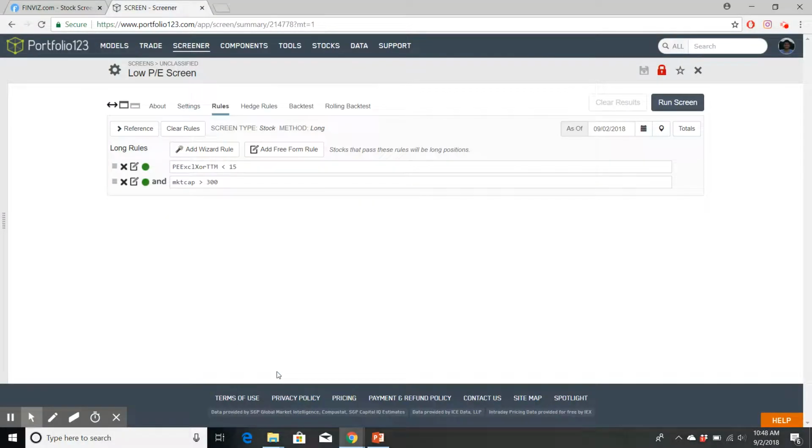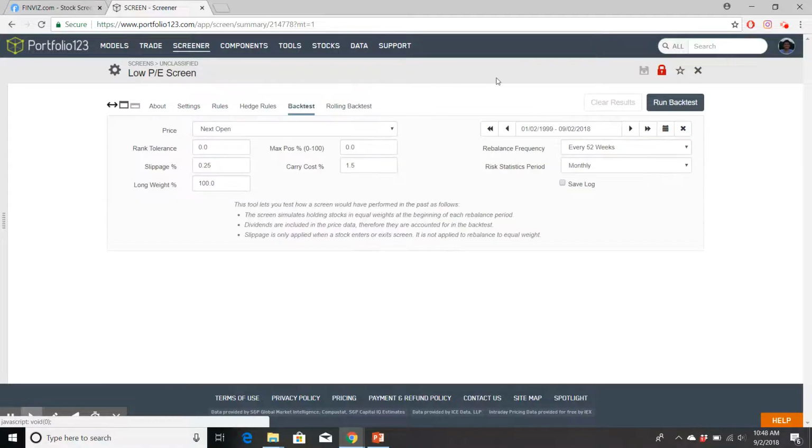So we're going to go to Portfolio 123 first. This is a screening and backtesting software. And I've already got the code set up here. So we've got PE excluding extraordinary items over the past 12 months below 15. I exclude extraordinary items like one-time deals or something that's going to affect the earnings unusually. And then market cap over 300 million. The units are in millions, market cap over 300 here.